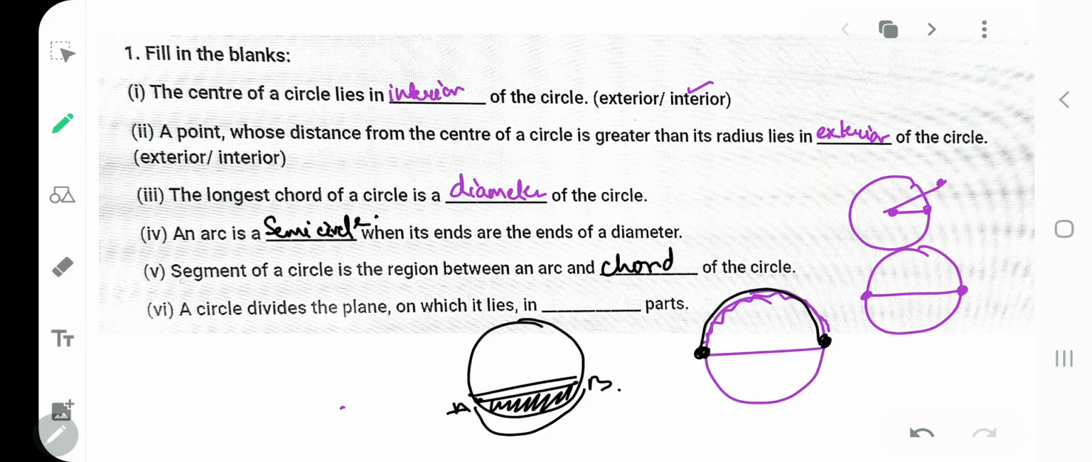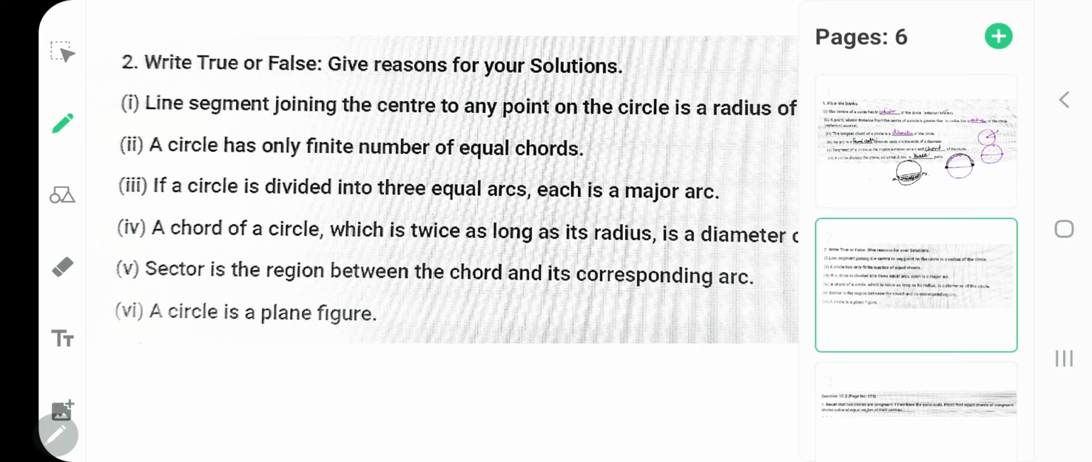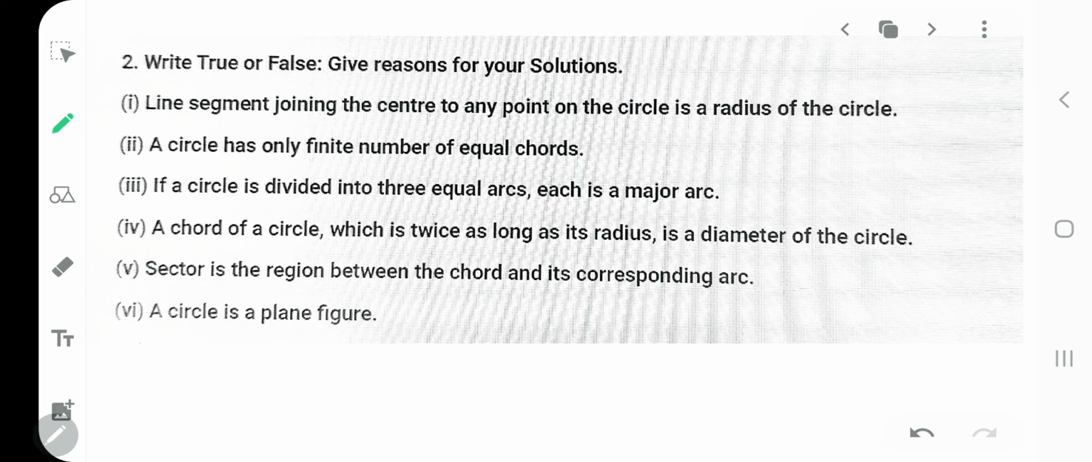Yes, so we have it here. A circle divides the plane on which it lies in dash parts. So that is your 3 parts. Next is true or false. Your first is line segment joining center to any point on a circle is the radius. Yes, it is true.